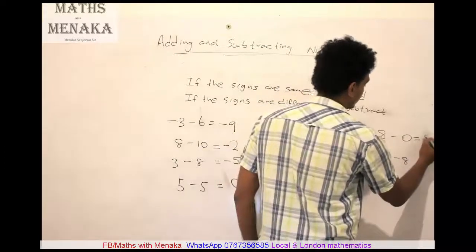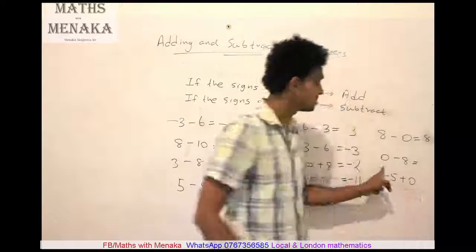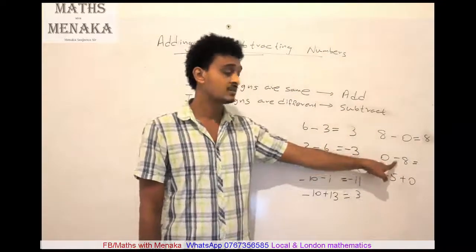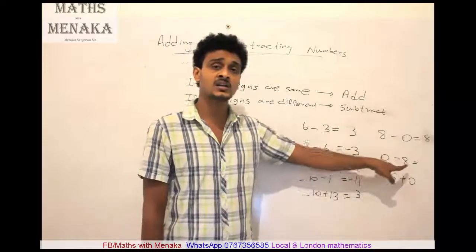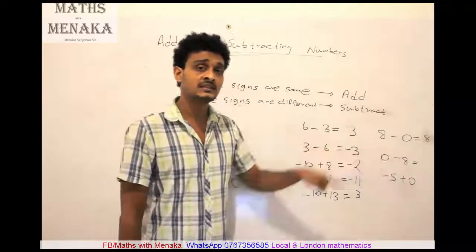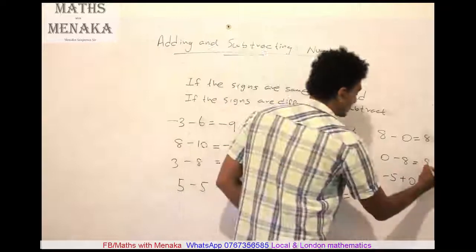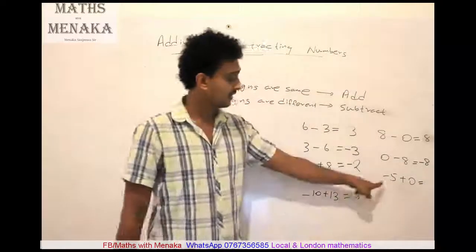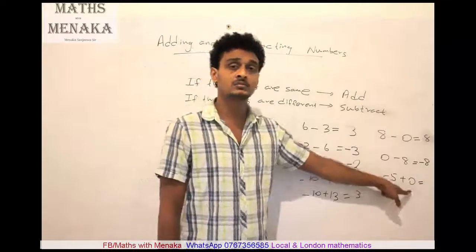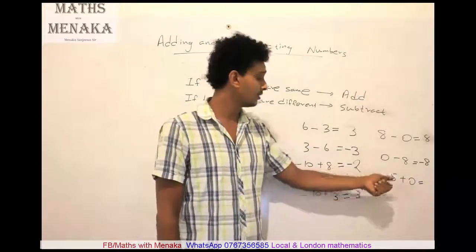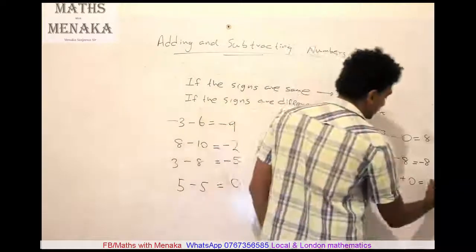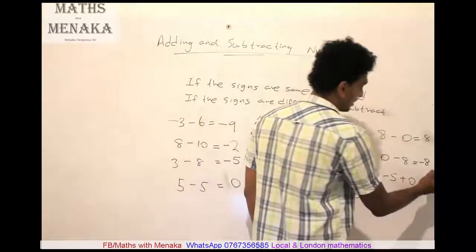0 minus 8. There is no sign here. Here the sign is negative. So you have to subtract. 8 minus 0 is 8. The sign is negative. Negative 5 plus 0. Positive, negative. So from 5 you have to subtract 0. The answer is 5. The bigger one is negative. The answer is negative 5.